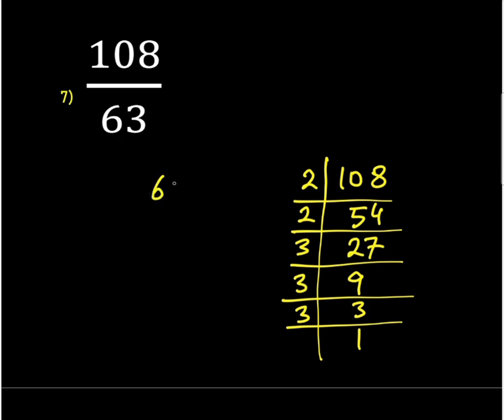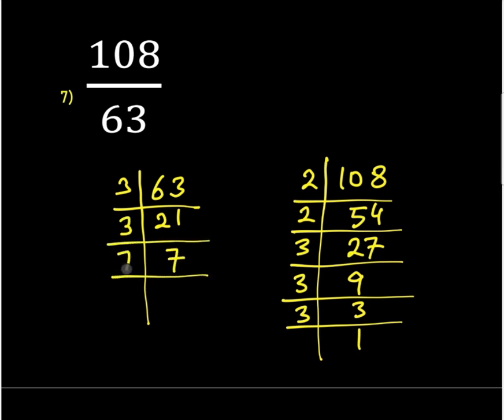Factor 63 into its prime factorization. Divide by 3, we get 21. 21 divided by 3, we get 7. Divide by 7, we get 1. Now, instead of 108, we can write these prime numbers: 2 times 2 times 3 times 3 times 3. And instead of 63, write these prime numbers: 3 times 3 times 7.